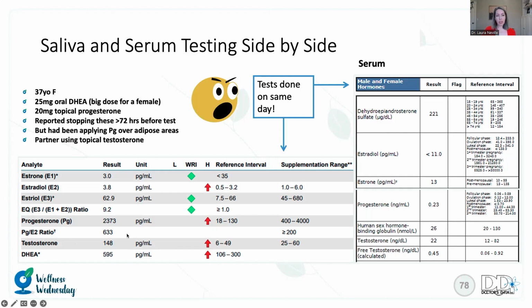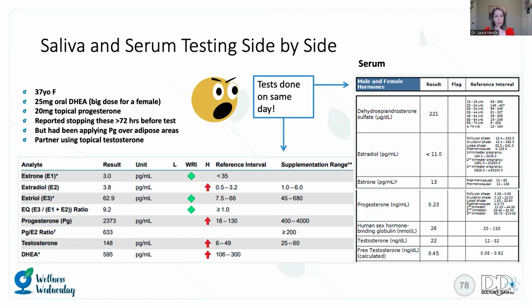And then her progesterone is interesting here. It looks quite elevated. She's only using 20 milligrams topically. So when I spoke to her, I realized she was actually applying this over fatty tissue. So remember, progesterone is almost pure fat. You're applying that on adipose tissue. It's going to kind of stick right there and it's going to pool and then be released at inconsistent amounts.